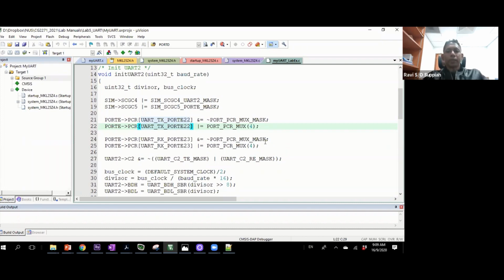All right, so in these 4 lines, that is what we are doing. We are trying to make sure that the multiplexer selection is done correctly, that we are using the UART module for those 2 pins, transmit and receive.